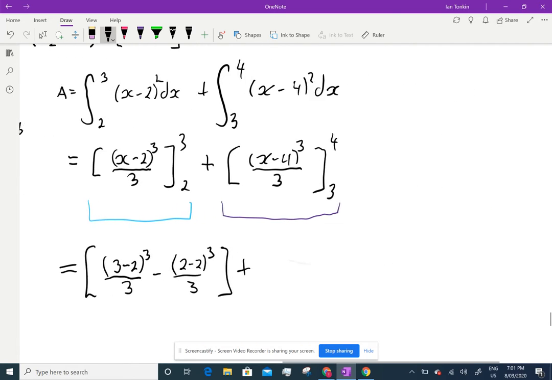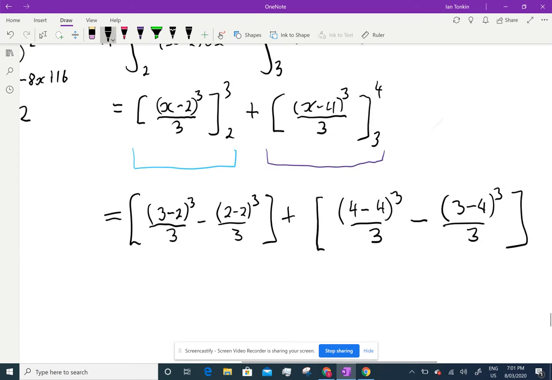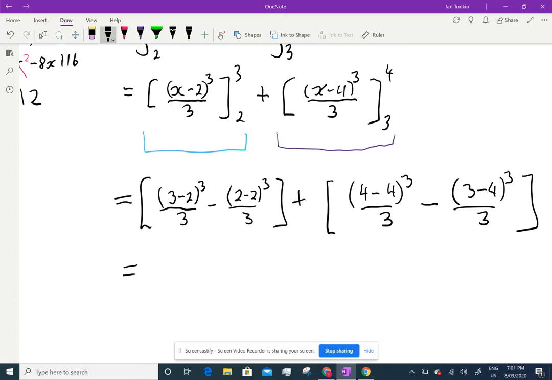And the purple bit, 4 minus 4 cubed over 3 minus 3 minus 4 cubed over 3. All right, so I'm going to get, 3 minus 2 is 1, 1 cubed is 1, over 3, so I get a third.